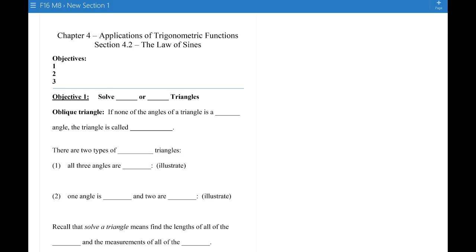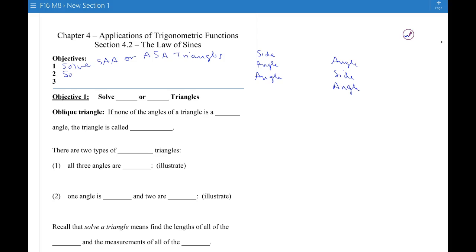So continuing in Chapter 4, Applications of Trigonometric Functions, we're going to look at Section 4.2, the Law of Sines, an extremely useful law. So the first objective is going to be to solve SAA or ASA triangles. So this abbreviation means side, angle, angle, or angle, side, angle. So that's what the abbreviations mean, and as we go through each one, I'll show you what that arrangement means.